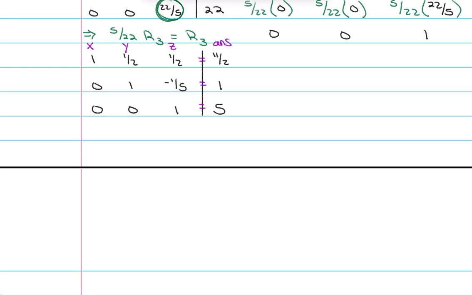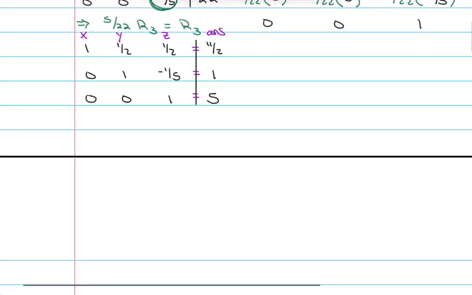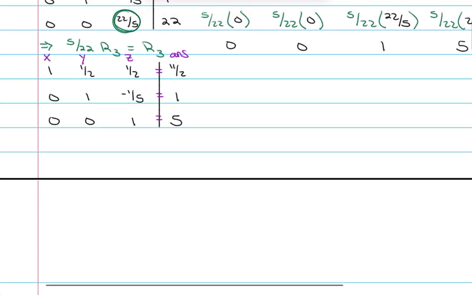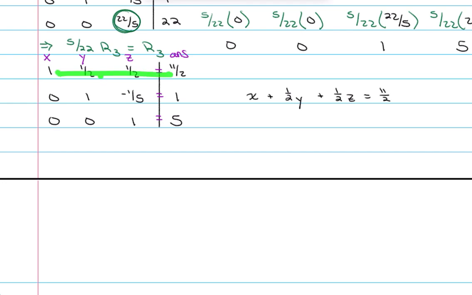Okay, so when I rewrite this, it will end up being 1x plus 1/2 y plus 1/2 z equals 11 halves. So that is this first row. I just put an x, a y, a z, and the equal sign.